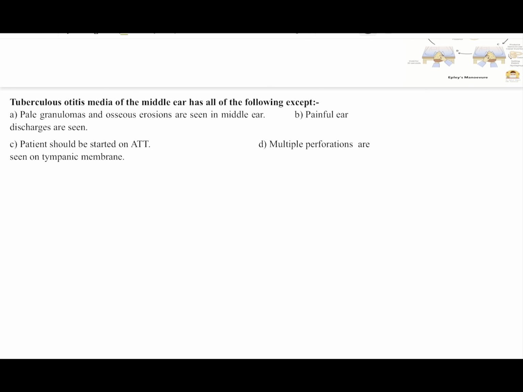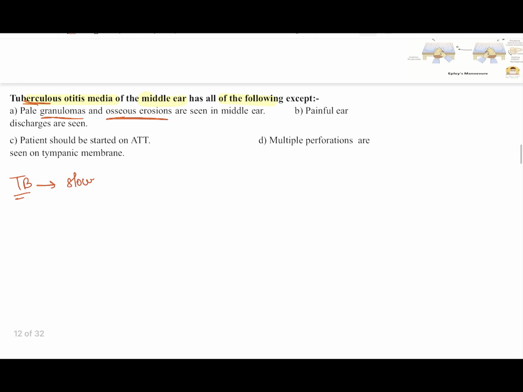Next is: tuberculous otitis media of the middle ear has all of the following except, meaning which one will be absent in this condition. If you know TB, it is a chronic condition. So whenever TB occurs in the ear, it occurs slowly and gradually. And in TB we have read that there will be granulomas, and because of these granulomas they will have osseous erosion. So this option is correct, this is a feature of tuberculous otitis media. Patient should be started on ATT. Yes, because he is having TB, I have to give anti-tubercular treatment.